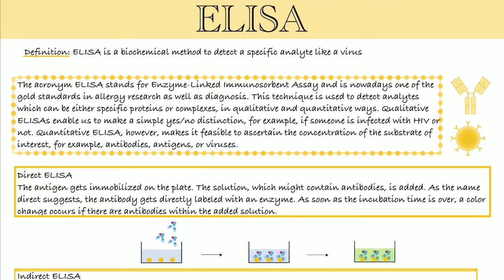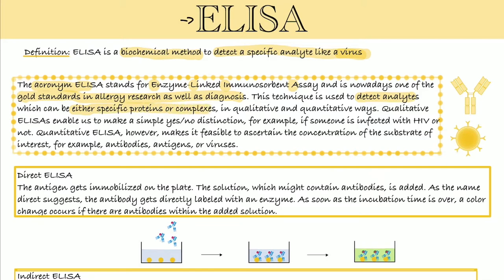Today we're talking about ELISA, which is a biochemical method to detect specific analytes like viruses. ELISA is an acronym and stands for Enzyme-Linked Immunosorbent Assay, and it's nowadays one of the gold standards in allergy research and diagnosis. As indicated before, it's used to detect analytes, which can be specific proteins or also complexes.